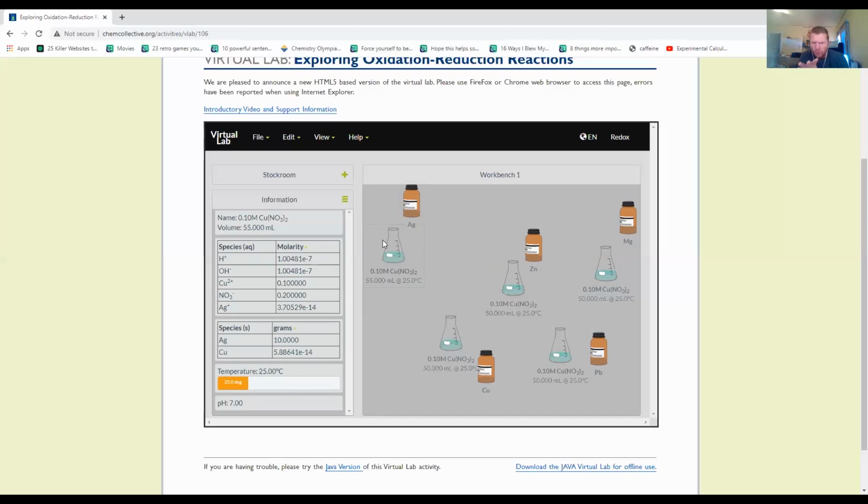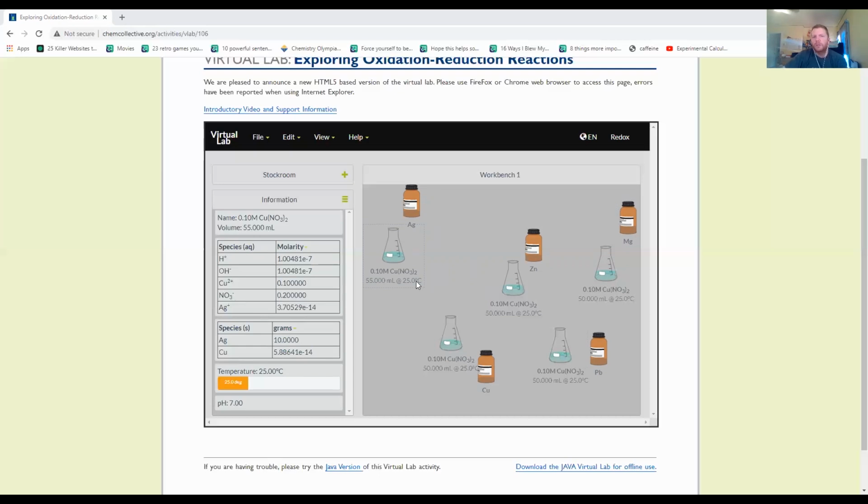Okay, so now what this shows me is that I have an Erlenmeyer flask with a solution that's 25 degrees Celsius. I have a total of 10 grams of silver in there. I have 5.88 times 10 to the negative 14th solid copper atoms. I have a very small 3.70529 times 10 to the negative 14th silver ions. The vast majority of my silver, though, is in a solid form. Okay. Now, what I noticed here was that my solution did not change temperature.